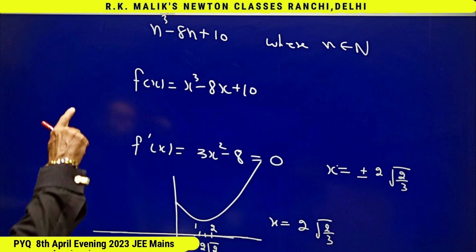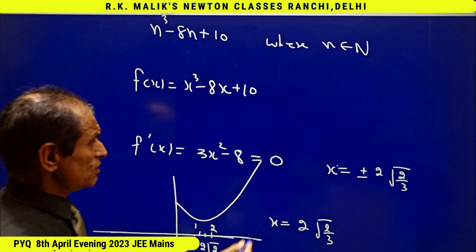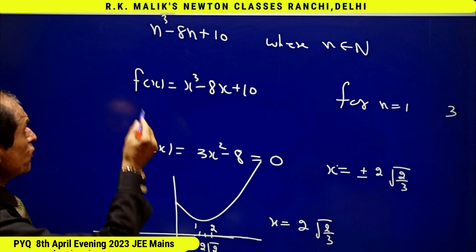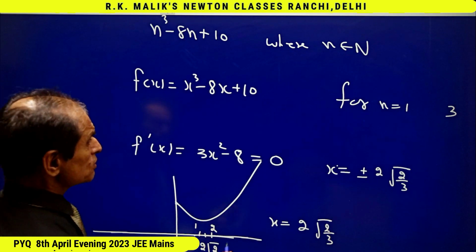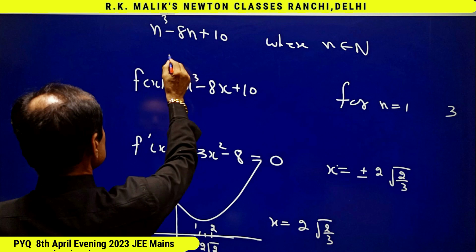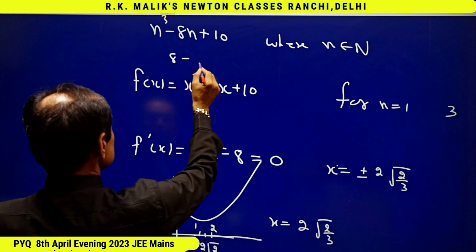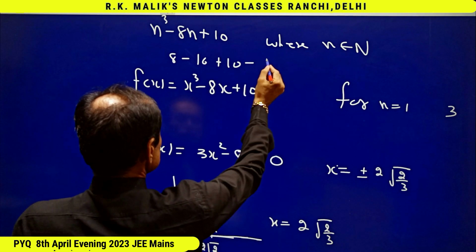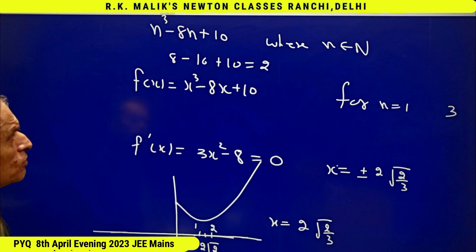For n equal to 1, I get the answer. Answer is 3. And for n equal to 2, answer will be 8 minus 16 plus 10, that is 2.